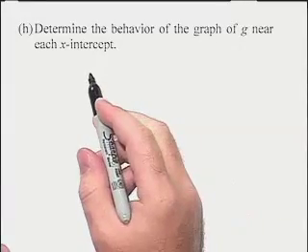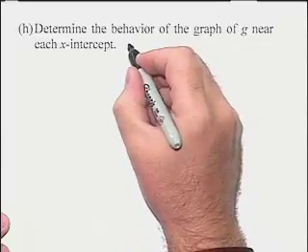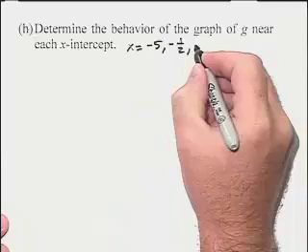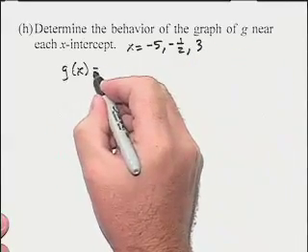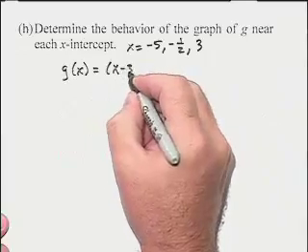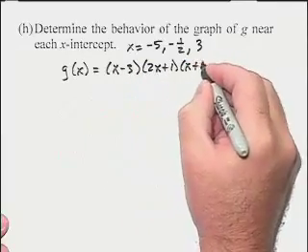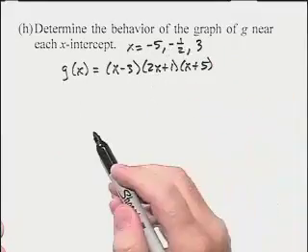Before we sketch the graph, we'd like to look at the behavior of the function near each x-intercept. In determining the behavior of the graph of our function near each x-intercept, let's first note that our x-intercepts were negative 5, negative 1/2, and 3. And that we could write our function g in factored form as x minus 3 times 2x plus 1 times x plus 5. So we look at the behavior near each of the three x-intercepts that we have.